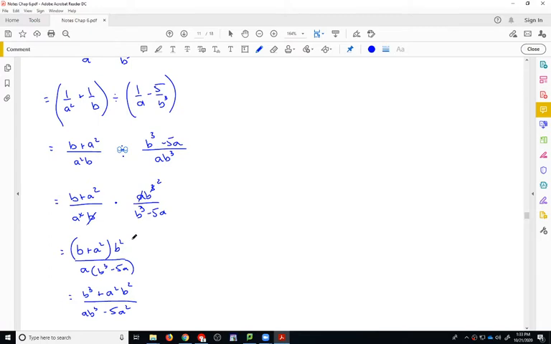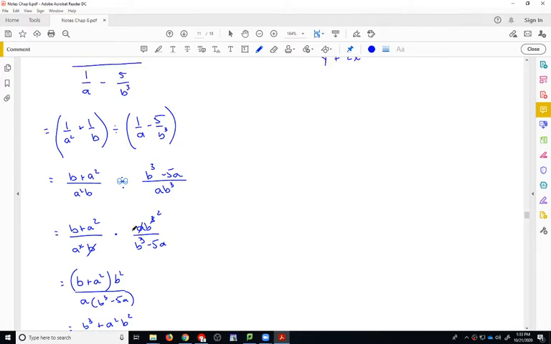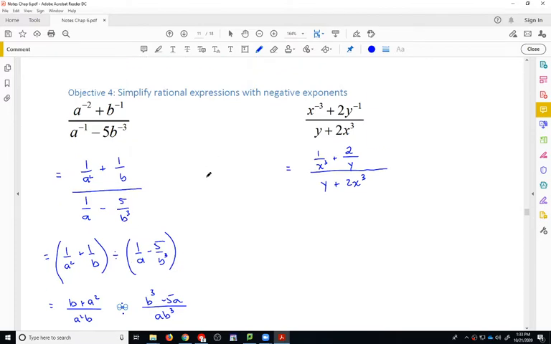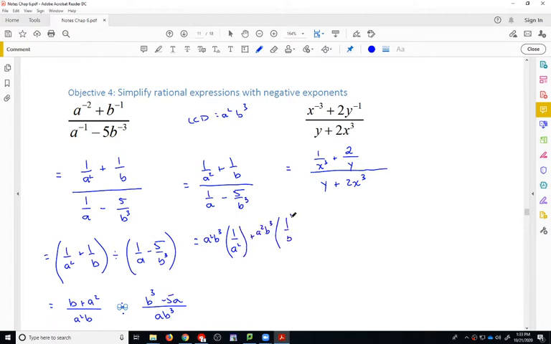So let's do that exact same question again, but let's do it using the destruction method. If I was going to do this one using the destruction method, I'd have 1 over a squared plus 1 over b, and I'd have 1 over a minus 5 over b cubed. So I have to look for my lowest common denominator. I have an a squared and an a, so that's going to be an a squared, and I have a b and a b cubed, so that's going to be a b cubed. And then, like I said, you're going to multiply every term by that lowest common denominator and show this step. It will make far fewer mistakes.